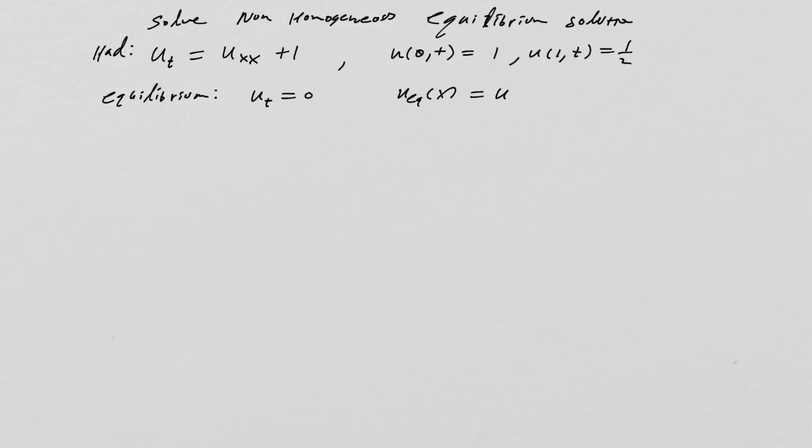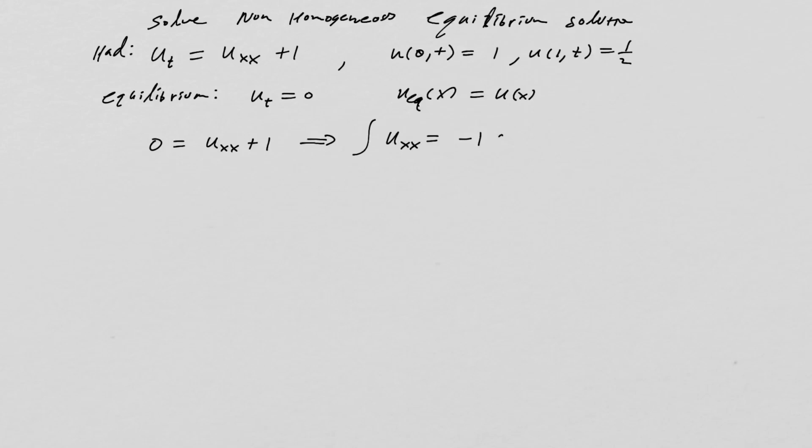I'm just going to call this u of x just for simplification. We can bring it back later. I'll call it u_eq. I just don't want to have to keep writing eq every time. So what we have is 0 is equal to u_xx plus 1. I like to move things over to the other side like that.